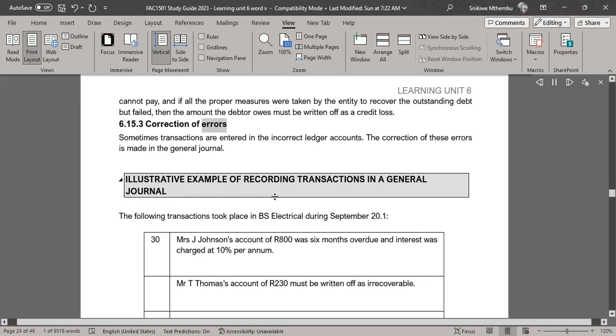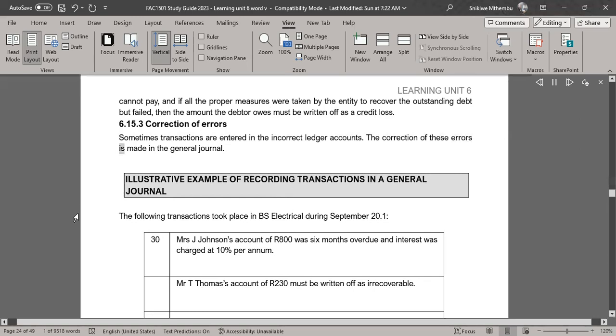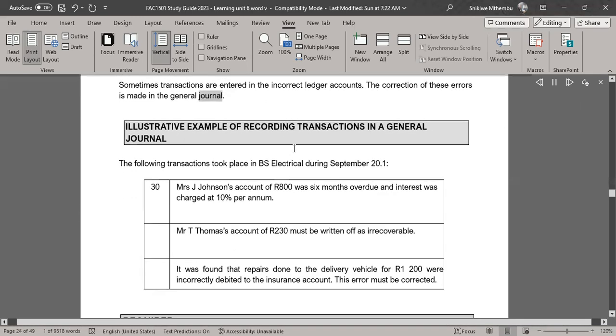6.15.3 Correction of errors. Sometimes transactions are entered in the incorrect ledger accounts. The correction of these errors is made in the general journal. Illustrative example of recording transactions in a general journal.